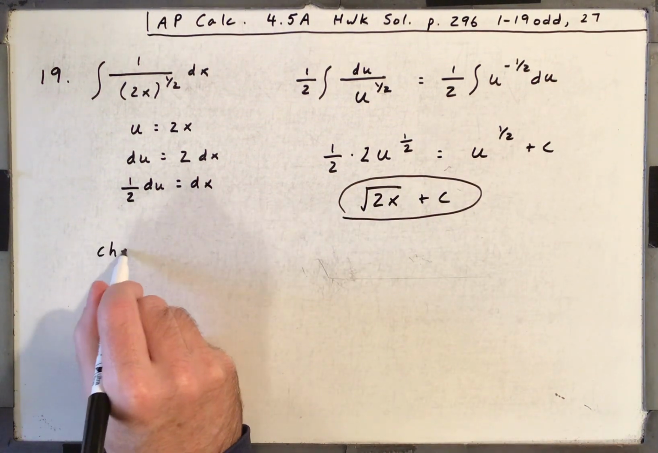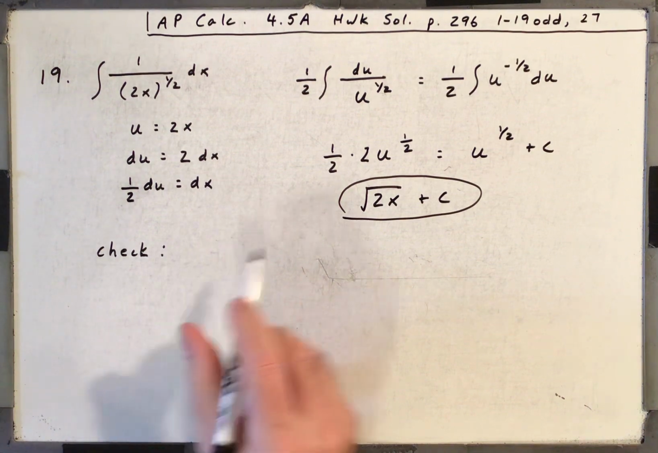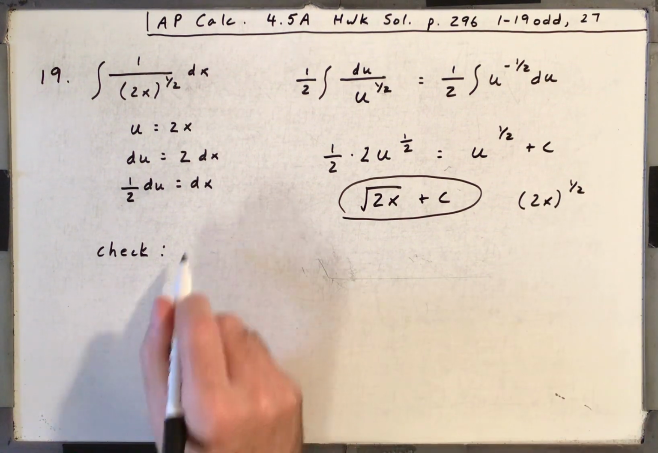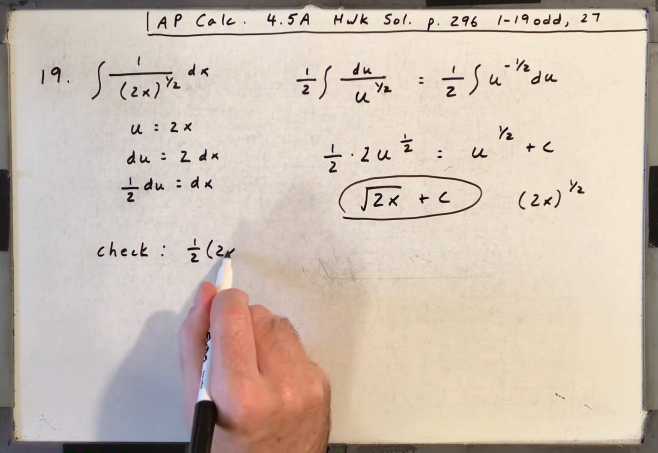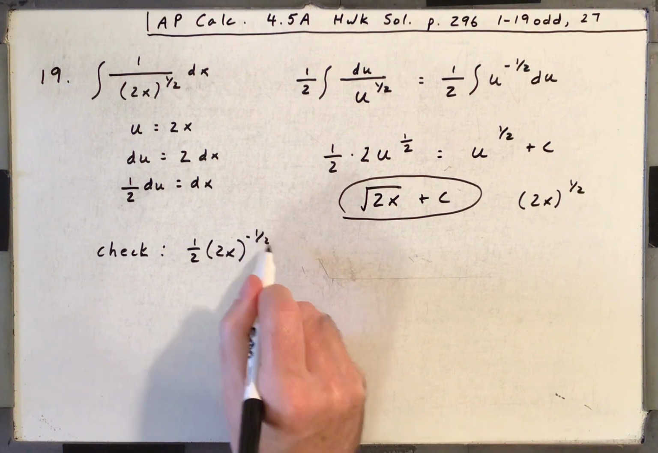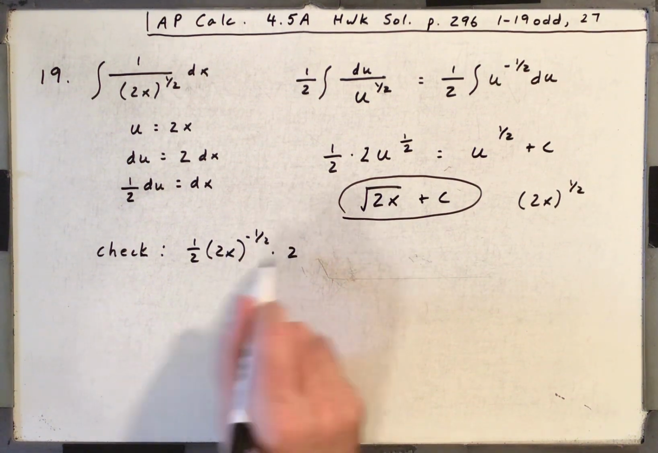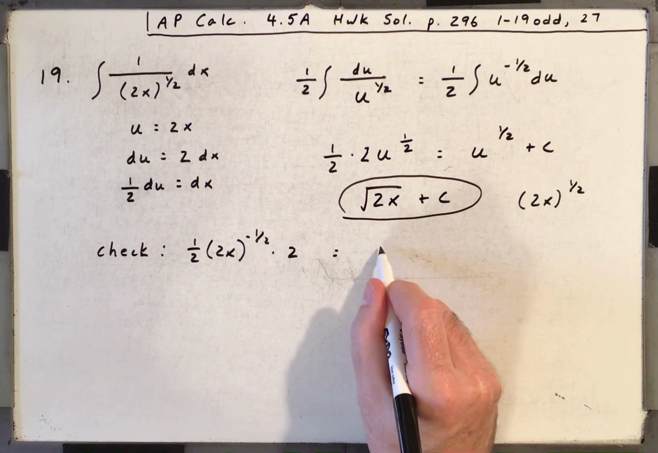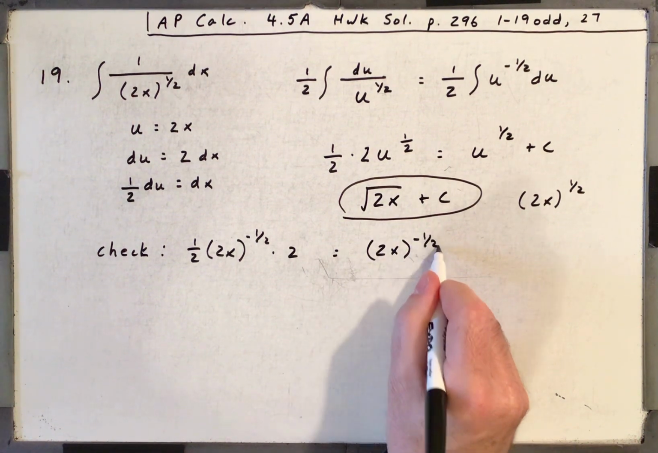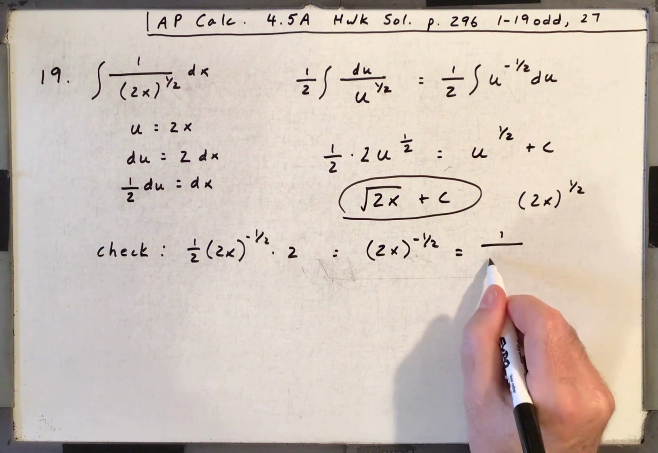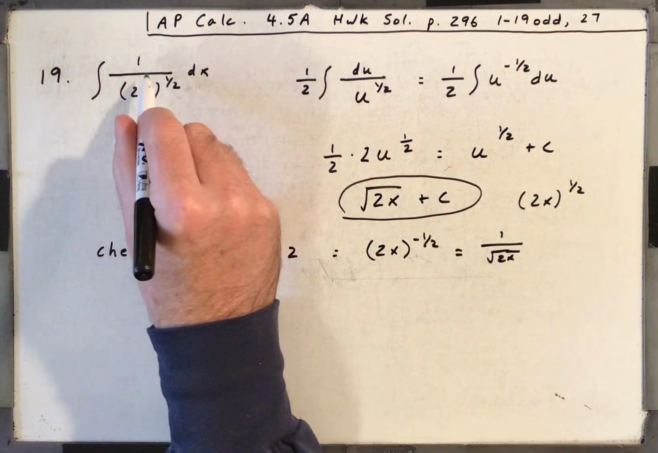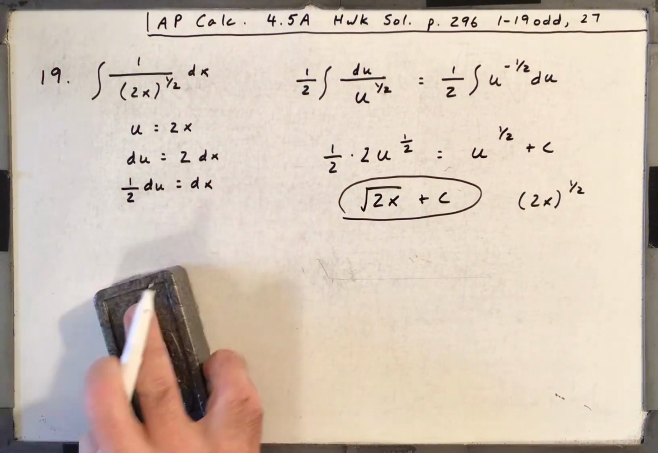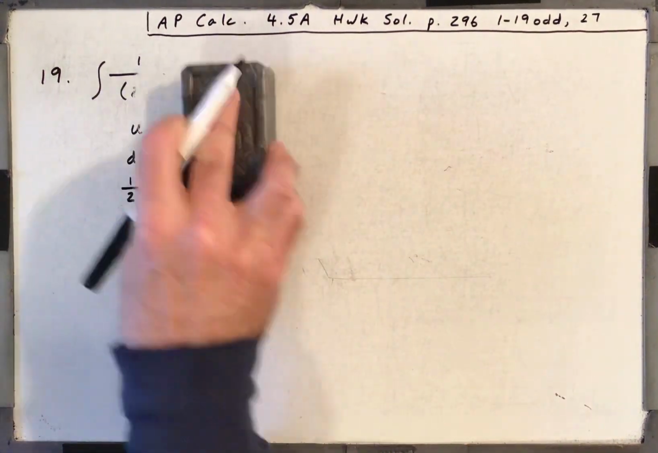Okay, you can check that by taking the derivative of 2x to the 1/2. So that'd be 1/2 times 2x to the minus 1/2 times 2, the derivative of the inner function. 2 times 1/2 is 1. So that equals 2x to the minus 1/2, which is the same as 1 over root 2x, which is what we started with. So the check worked. All right, nice.